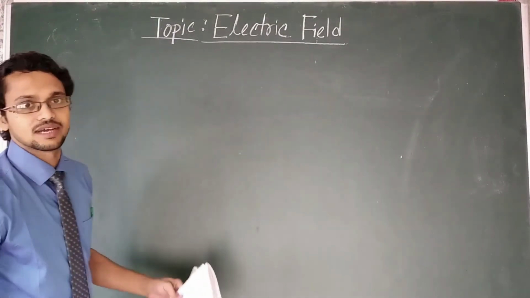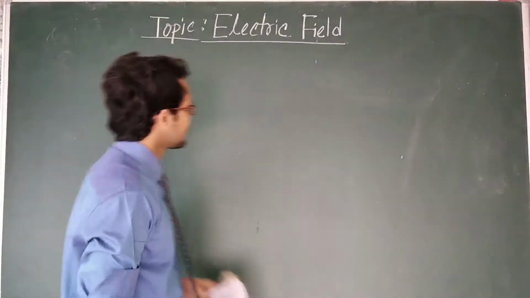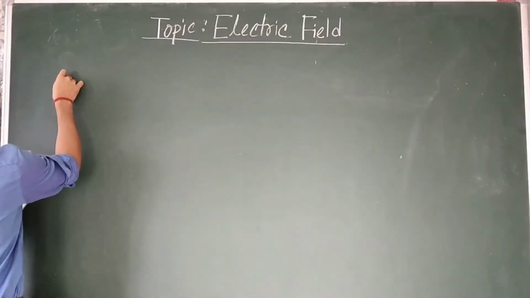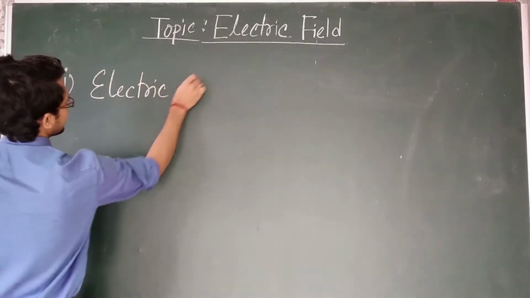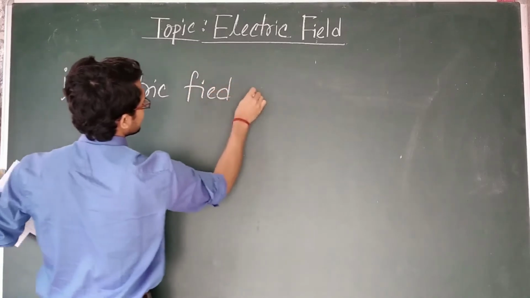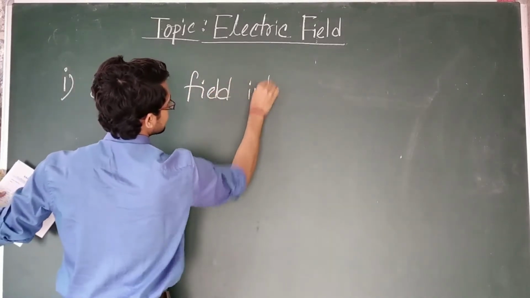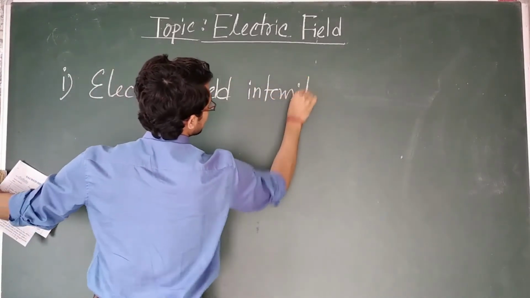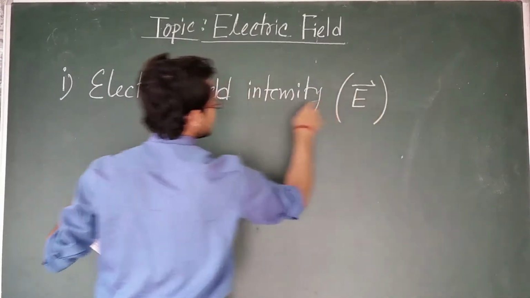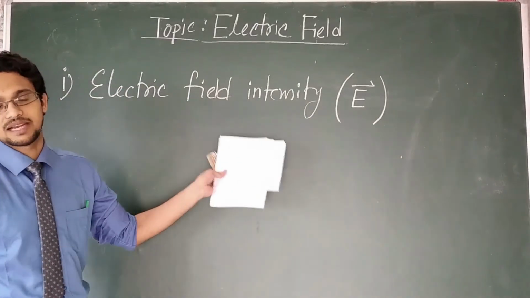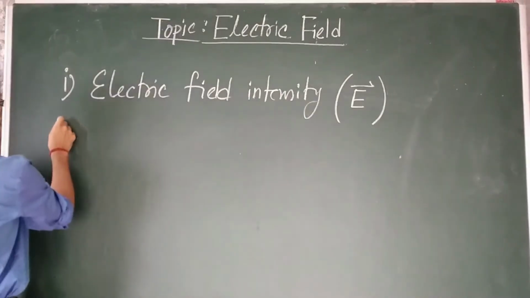Now how will we express this electric field? There are three ways to express electric field. The first one is electric field intensity, that is denoted by E, vector. This is a vector and this depends on position.